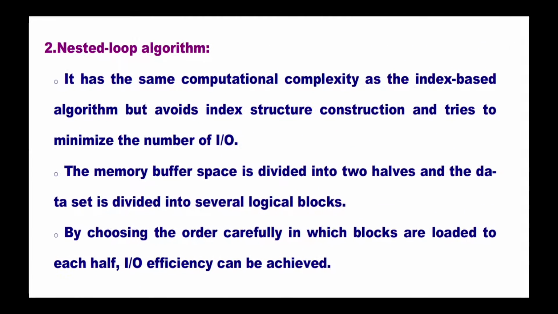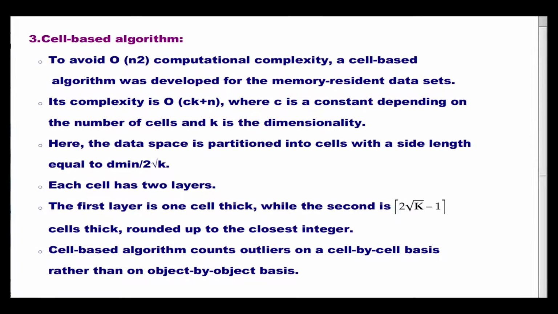The next method is the nested loop algorithm. It has the same computational complexity as the index based algorithm, but avoids index structure construction and tries to minimize the number of I/O. The memory buffer space is divided into two halves and the data set is divided into several logical blocks. By choosing carefully the order in which blocks are loaded to each half, I/O efficiency can be achieved. The third algorithm we are going to see is the cell-based algorithm.